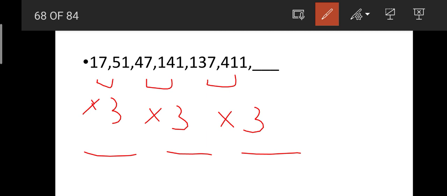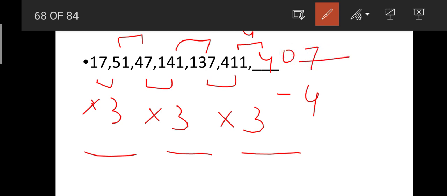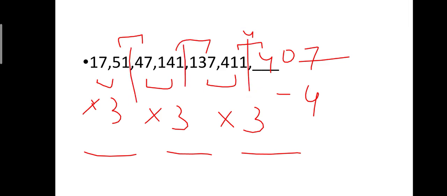But what is the logic between these two and these two? If you observe, they have subtracted the number by 4. Okay, 51 minus 4, it comes as 47, and 141 minus 4, it comes as 137. In order to get our answer, we should take the difference of 4. If we take 411 minus 4, then our answer will be 407. Okay, this is also one of the models where they can take. Now we'll move to our next question.